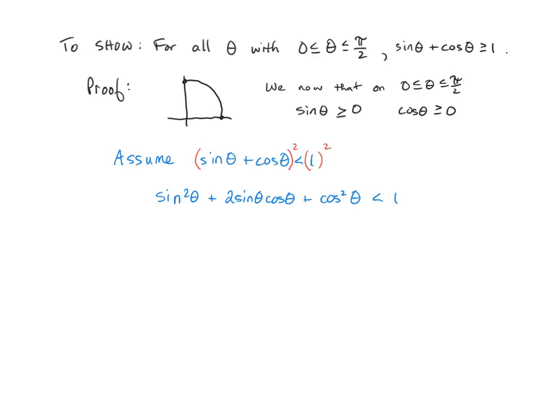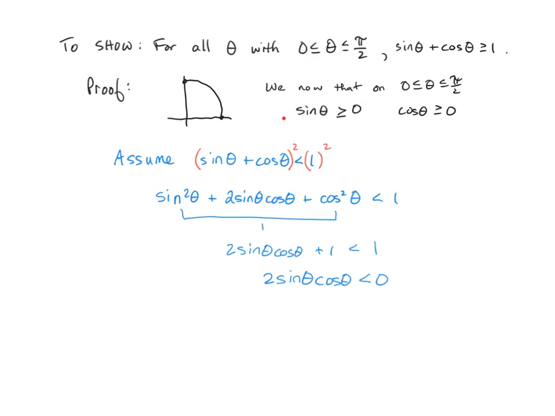Now you should remember from your trig identities that sine squared theta plus cosine squared theta is actually equal to 1. So I can rewrite this as 2 sine theta cosine theta plus 1 is less than 1. Whoops, less than 1 rather. And a little bit more simplification, I get that 2 sine theta cosine theta is less than 0.